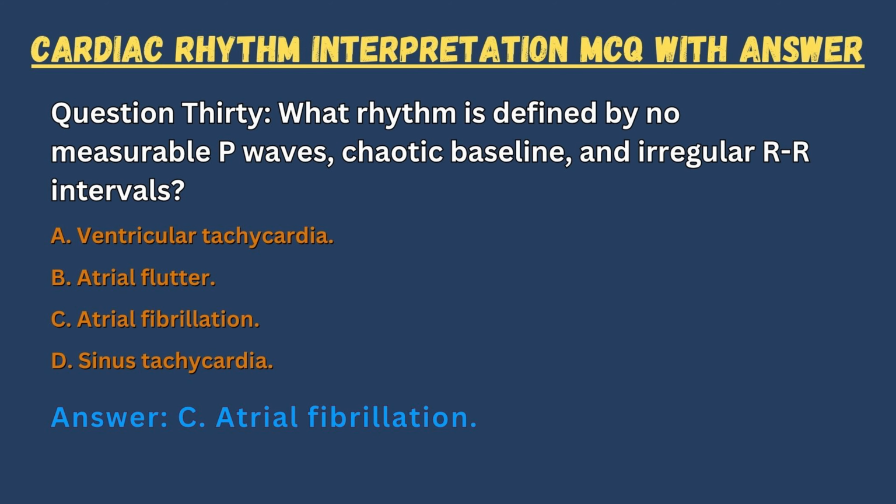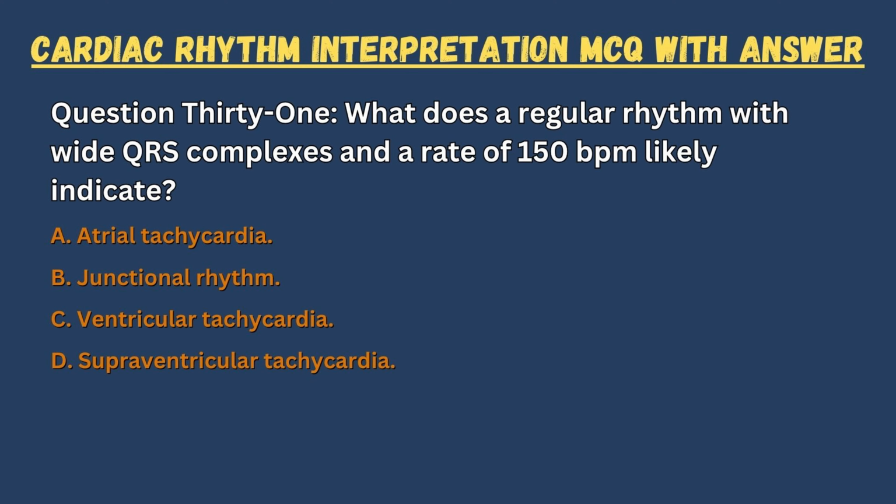Answer: C. Atrial fibrillation. Question 31. What does a regular rhythm with wide QRS complexes and a rate of 150 BPM likely indicate? A. Atrial tachycardia. B. Junctional rhythm. C. Ventricular tachycardia. D. Supraventricular tachycardia.